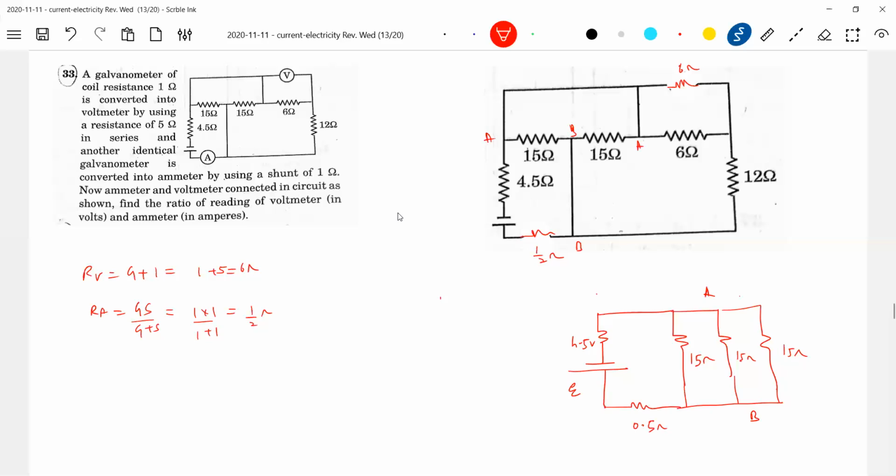Okay, let the EMF be E. So the current here, let it be I. So 15, 15, 15, 5 ohm. I is equal to E by 5 ohm, 5 ohm, 10 ohm, no? E by 10. Correct, no? So this will be 5, 5, 5, 10. Yeah, I will be E by 10.